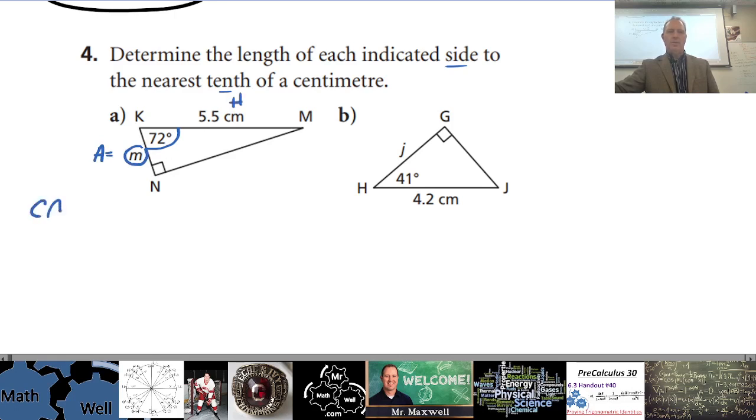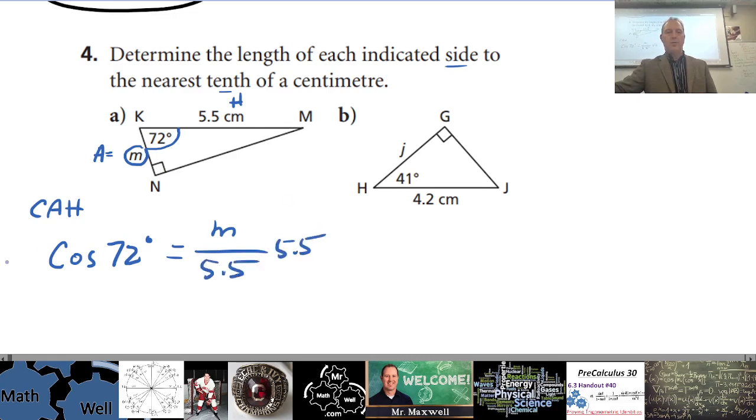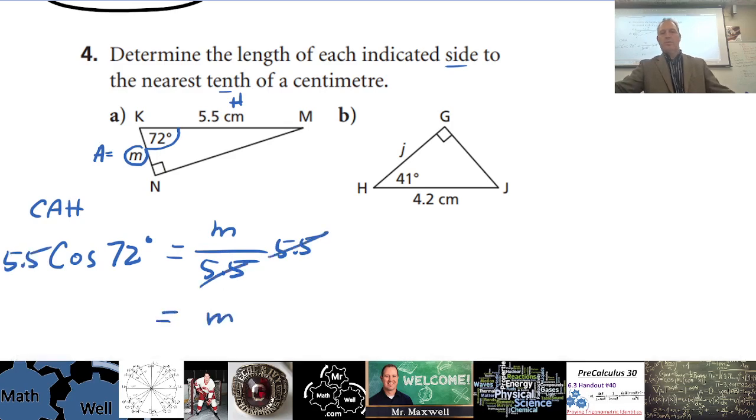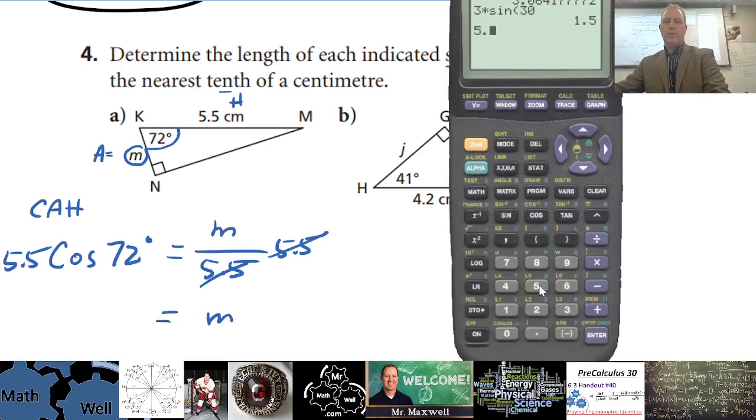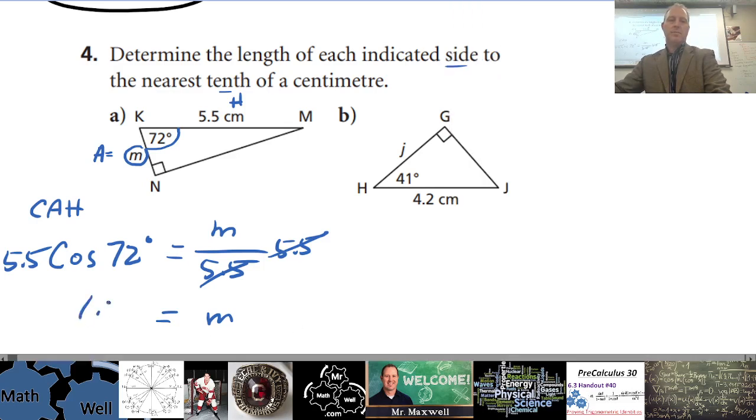So that is CAH. So I'm going to fill in that cosine of 72 degrees equals adjacent M over hypotenuse 5.5. These are really simple ones. This is just like one-steppers here. Multiply both sides by 5.5. I get M equals, do that on your calculator, 5.5 times cos 72. 1.6995 to the nearest tenth would be 1.7. And that's going to be units of centimeters.